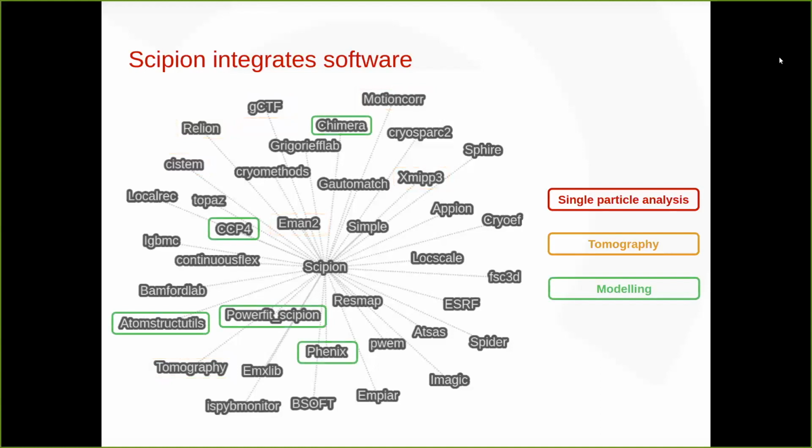Also recently, part of the team has been working on doing modeling inside Scipion. So you can run some Chimera stuff, CCP4 methods, and Phenix stuff as well. So this is already expanding beyond single particle analysis.